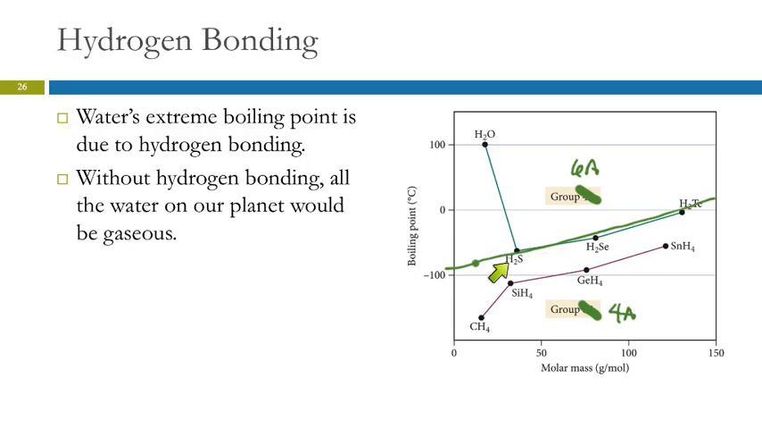Sulfur can't do hydrogen bonding. It's not small enough and it's not electronegative enough. So this is hydrogen bonding, and that causes the boiling point of water to be much higher than it would be otherwise. And that's a good thing, because if hydrogen bonding didn't exist, all the water on our planet would be in the gas state. That would be a very different place, wouldn't it? All the water in your body would be in the gas state. That could give you nightmares thinking about that.